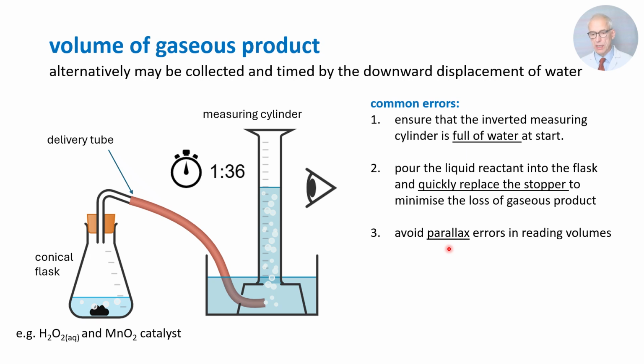Parallax, you may have come across this as an idea in physics. We need to make sure that you're taking readings with your eye parallel to the gradations on the measuring cylinder. If you are taking readings at an angle rather than in parallel, then an error in those readings will occur. So avoid parallax errors in reading volumes. It's particularly true for this method, although it is of course also true for collecting gas in a gas syringe.